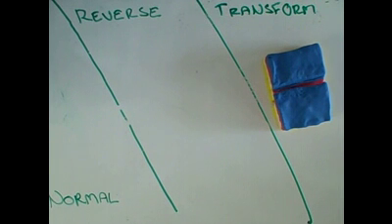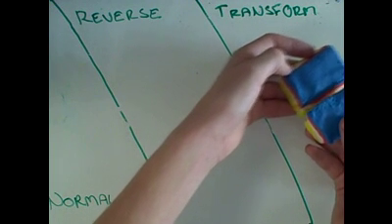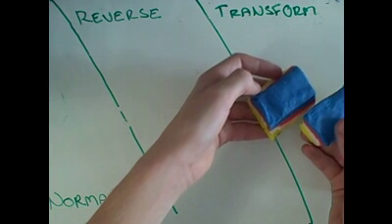Transform faults are when the two formations of rock on either side move along each other's boundaries in opposite directions, as seen in this demonstration. This movement causes a lot of pressure to be built up in the fault.